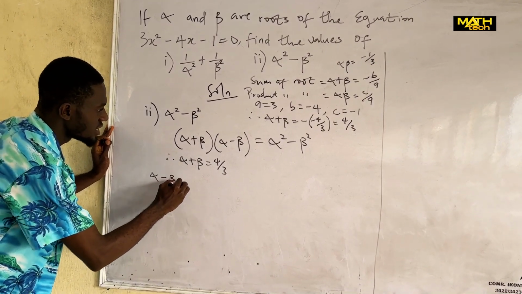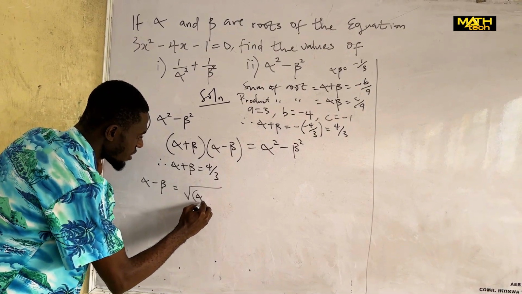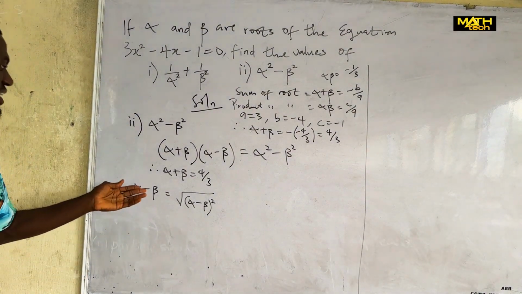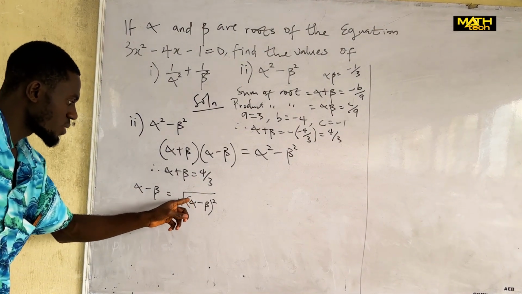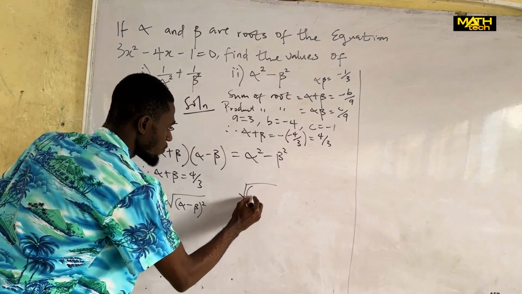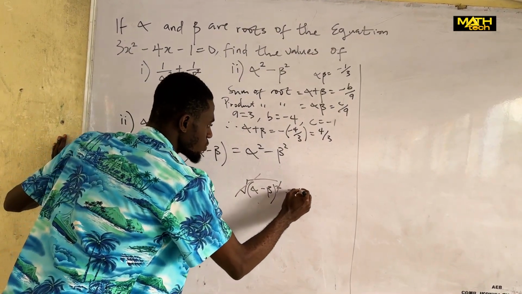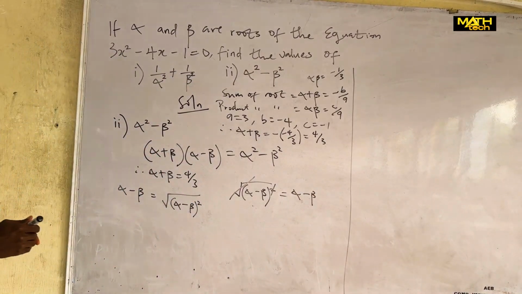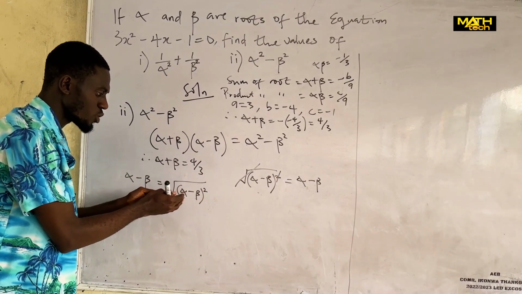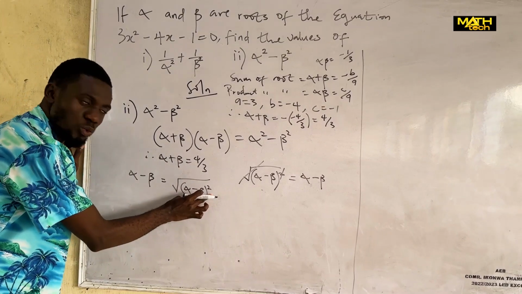Alpha minus beta is equal to the square root of bracket alpha minus beta squared. How many of us agree to this? That alpha minus beta is equal to the square root of alpha minus beta all squared, knowing that when the square cancels the square root, we'll be left with alpha minus beta. So now, let's break this down using the square root of alpha minus beta all squared. What do we do next? Let's work with the inside.